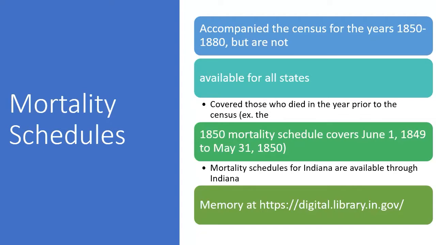Another topic is mortality schedules, an interesting one. They only accompanied the census for the years 1850 to 1880, but are not always available for all states. And it covered those who died in the year prior to the census. For example, the 1850 mortality schedule covers June 1st, 1849 to May 31st, 1850.